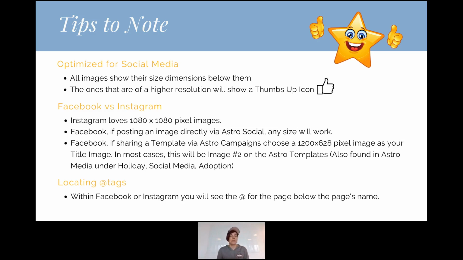Now, for Facebook, if posting an image directly from Astro Social under your image library, any size will really work because you're just posting the image with a caption. If you're using the campaign templates, like if you're posting to your Facebook timeline, you are going to want to choose a 1200 by 628 pixel image as your title image, the representative image in the actual post. This typically will be image number two on Astro generated templates. These are the thick rectangular ones up at the top, and these are all of the images that I make for holiday social media. You can find them under adoption as well. And like I said, you do see the dimensions below the image.